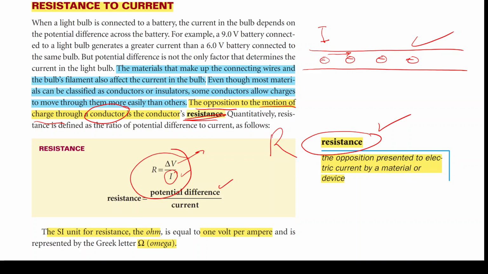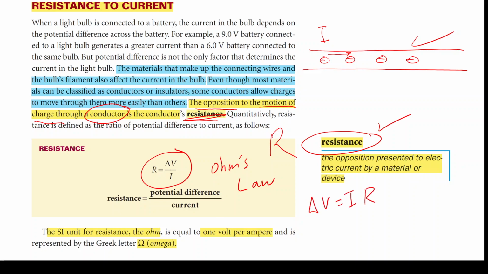All right. So we know now that this equation is the equation for resistance. This equation is what we call Ohm's law, O-H-M, Ohm's law. Usually you see this equation in other forms as well. For example, I've seen it a lot written as delta V equals I multiplied by R, which means current multiplied by R. This is how I usually see it.